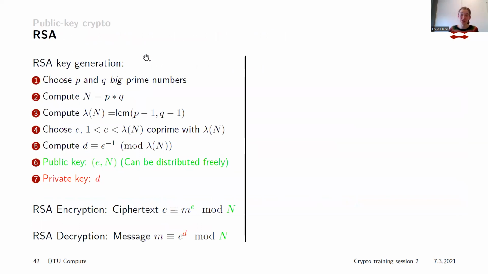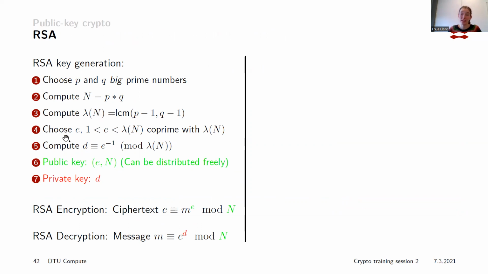In order to generate the secret and the public keys in RSA, you choose two prime numbers, P and Q, and you compute the product. And then you compute something that we're going to call lambda of n, which is just the least common multiple of P minus 1 and Q minus 1. The least common multiple is the smallest number that both P minus 1 and Q minus 1 divide.